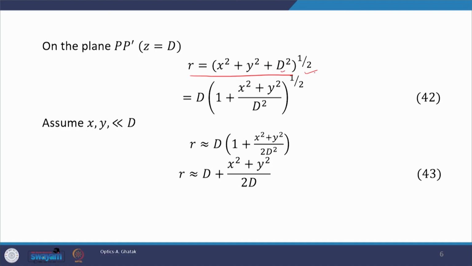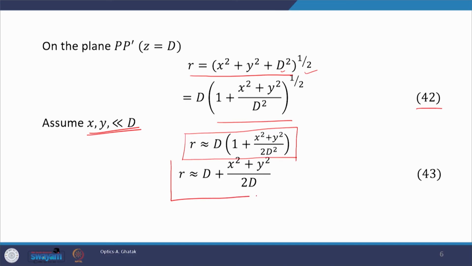Now, in this expression of r we will take d out, and this is the final expression of r which we are left with. Now, applying the condition that d is much larger than x and y, we can do the binomial expansion here and neglect higher order terms, because d is a very large quantity and therefore the next order additive terms would be very small and we can safely neglect them. The final expression for r in this particular case is given by equation number 43.